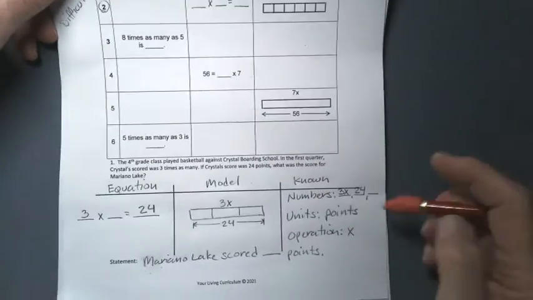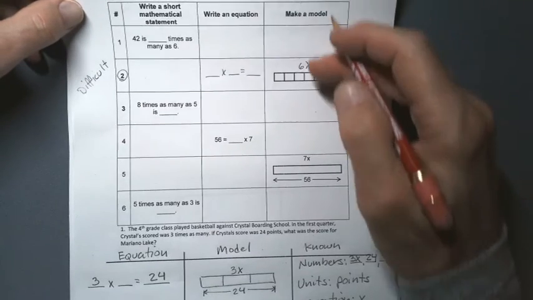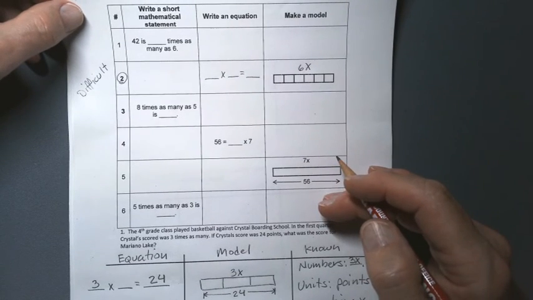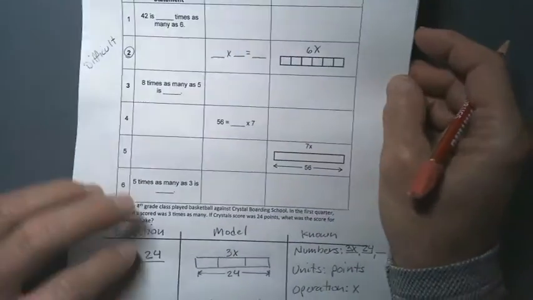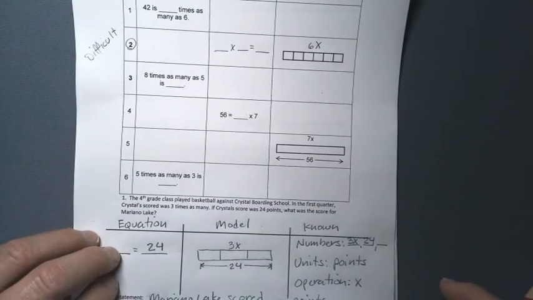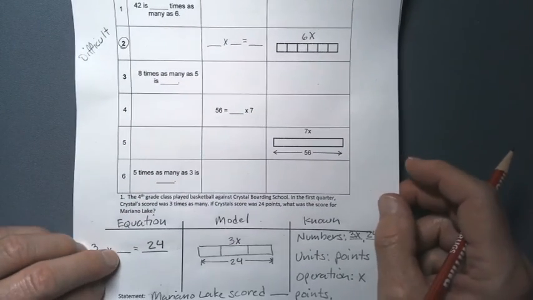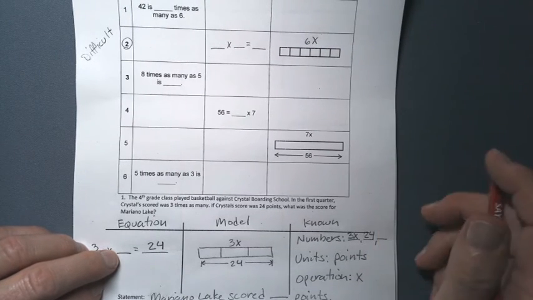Kind of use the examples we had down here. And go ahead and finish up what we have here for our table for mathematical statements, equations, and models. It's a little much to ask, but you have a week to do it. And take your time, ask for help if you need it.